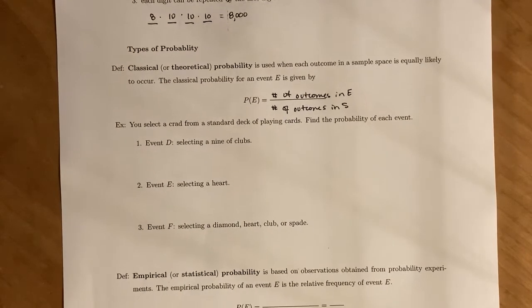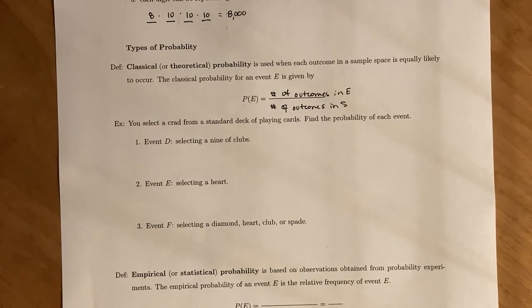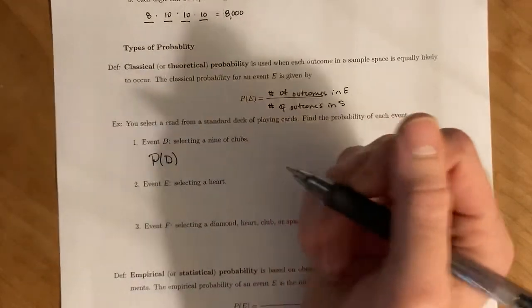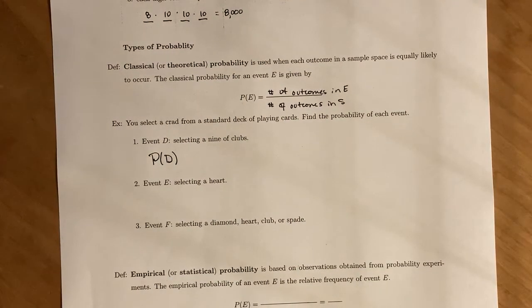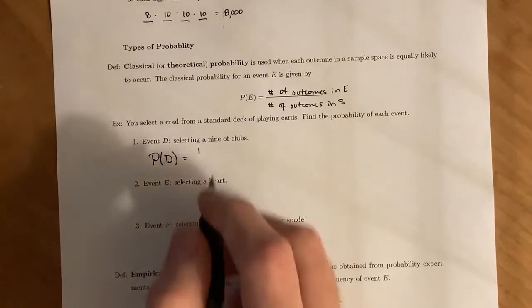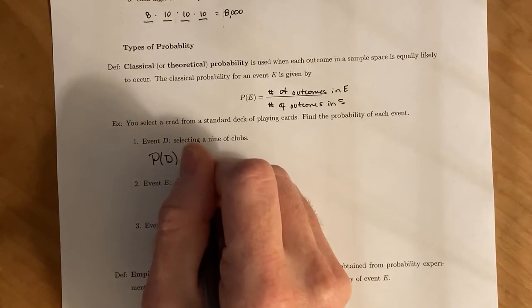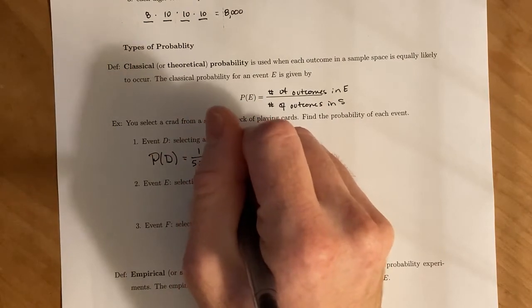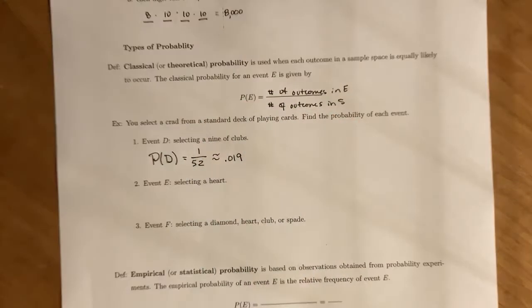Right, and looking at the next example, you draw a card from a standard deck of playing cards, find the probability of each event. So the probability of event D, we want to figure out selecting a 9 of clubs. And if you know your standard deck of cards, there's only one 9 of clubs out of all 52 cards. And if you toss that into a calculator, you get 0.019 rounded.